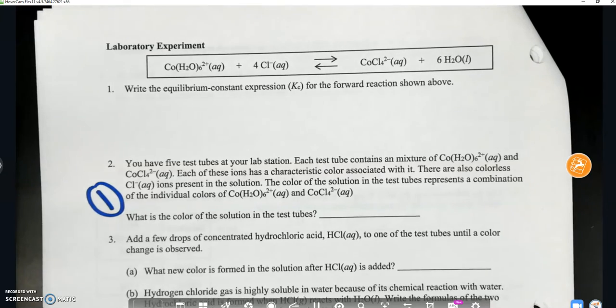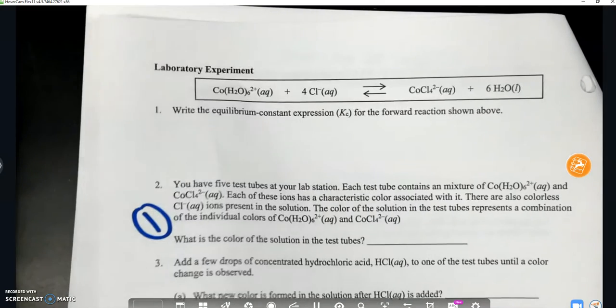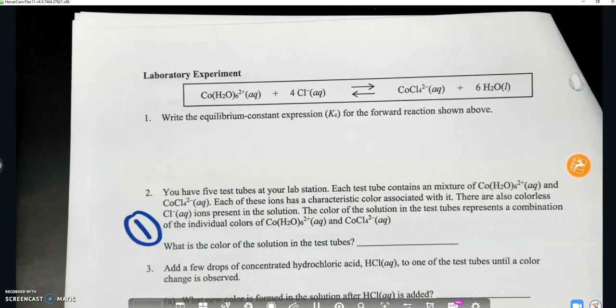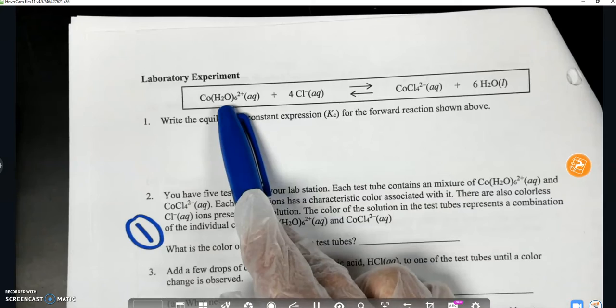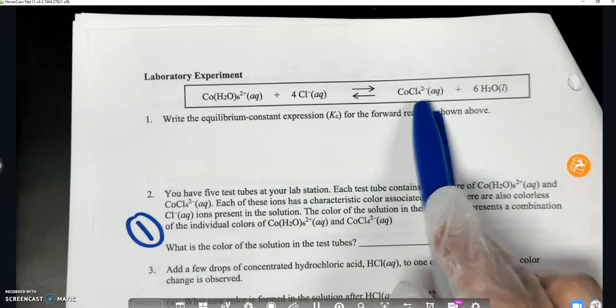Okay, hopefully you've done your pre-lab and you know now a little bit about equilibrium. And what we're going to do is use your knowledge of equilibrium to investigate a system that's shown here. This is a balanced chemical equation between cobalt hexahydrate and cobalt chloride.